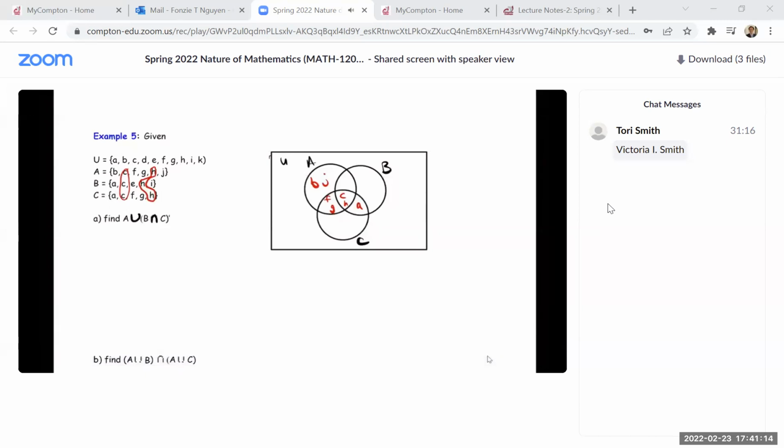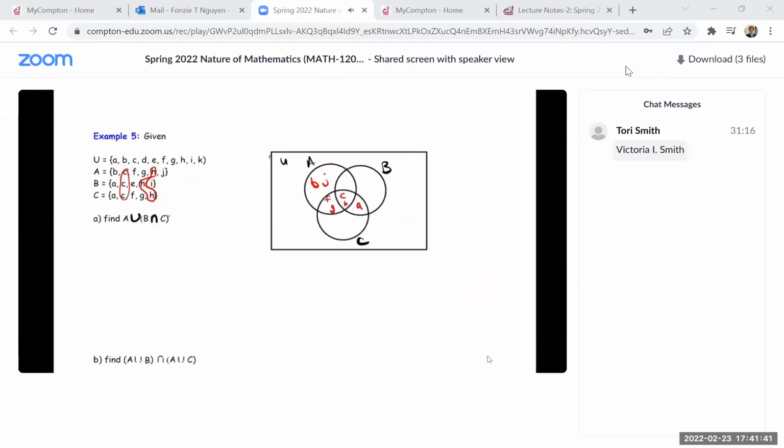Looks like E and I. And then the final one, C: A is already there, C is already there, F is already there, G is already there, H is already there. So C is already complete. And then in the universal set, does anything go in the universal set?